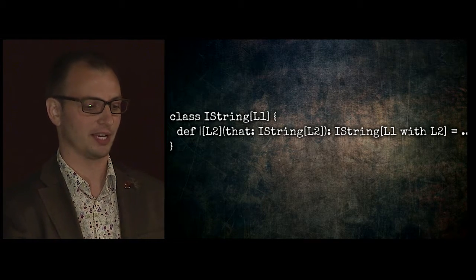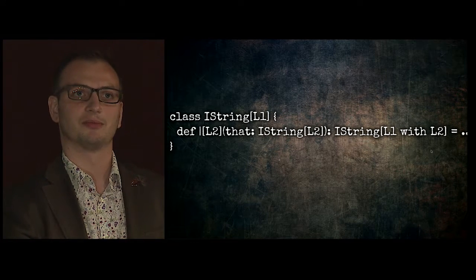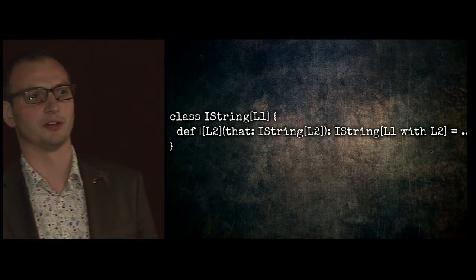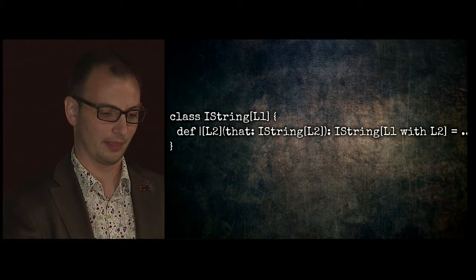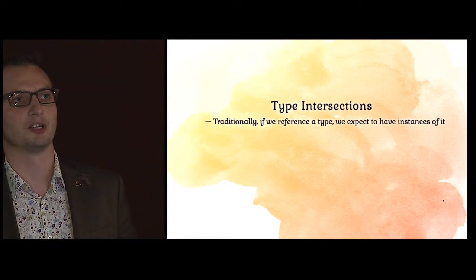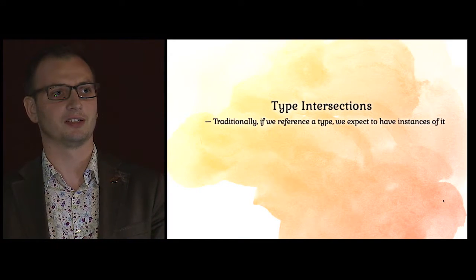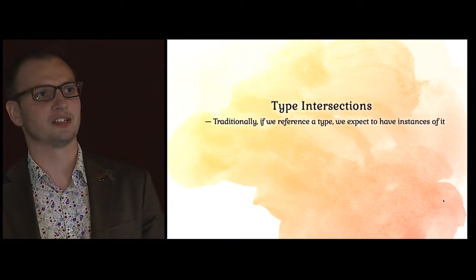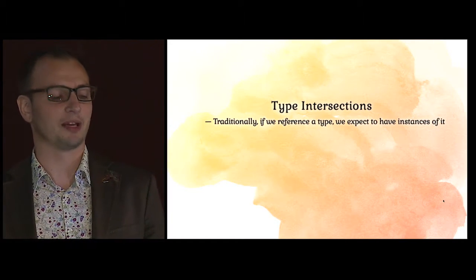Nothing particularly complicated, except you might be wondering what this type means. What does it mean to have an L1 with an L2? I haven't even shown you an instance of L1 or L2, or an instance of en, or an instance of fr. So traditionally, maybe not amongst this audience, but traditionally, if you include a type as a parameter to another type, like list of int, you normally expect there to be instances of int around. Naively, maybe you expect that.